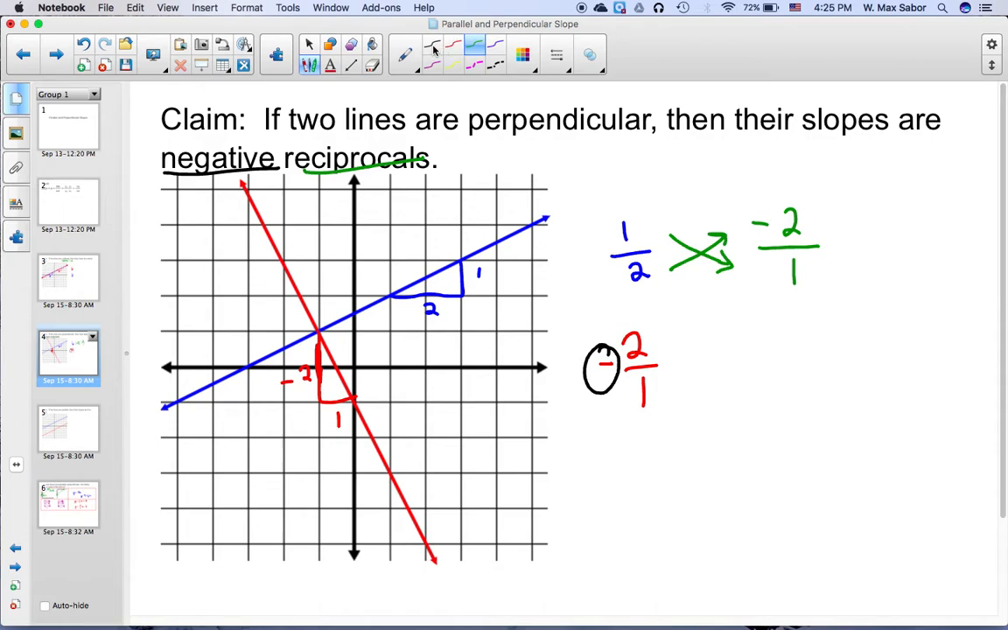Now, the actual way of showing this will involve something that we haven't learned yet, using the fact that a triangle has 180 degrees in it. So we'll be able to say that based off of these angles, we'll be able to show that this is the case.